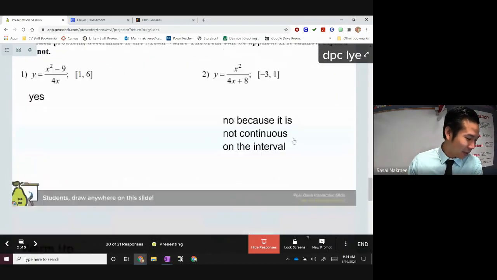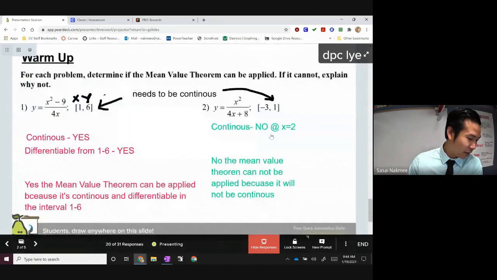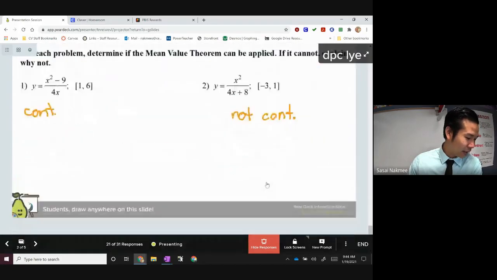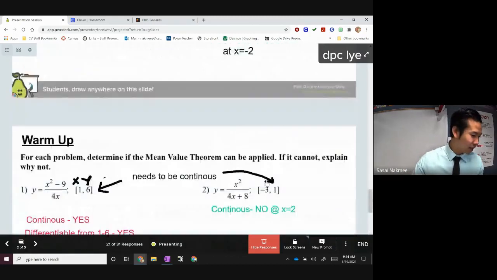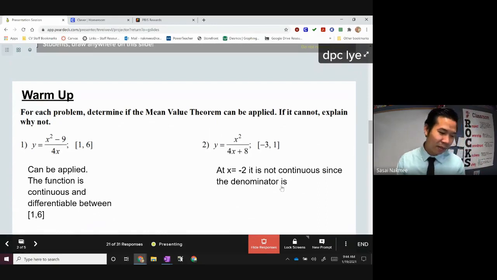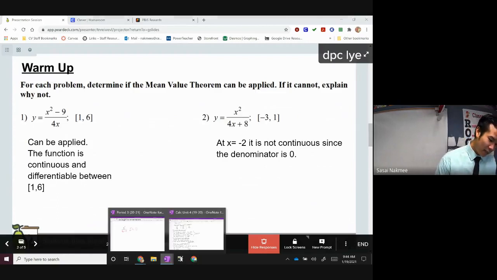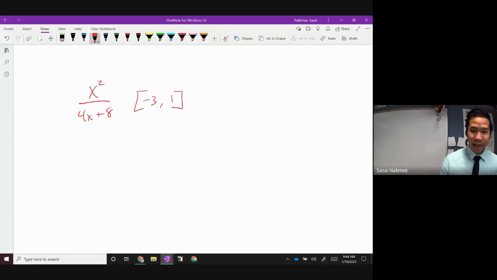No, it is not continuous on the interval. That's right. A little bit more though. Tell me where. That would be awesome. Continuous? No. At x equals, I believe, -2 is what you meant to type out there. As everyone else is saying, not continuous. Good. Looks like everybody gets the idea here. At x equals -2, it is not continuous since the denominator is 0. That's right. So how is everybody knowing that it's equal to 0 at x equals -2 in the denominator?